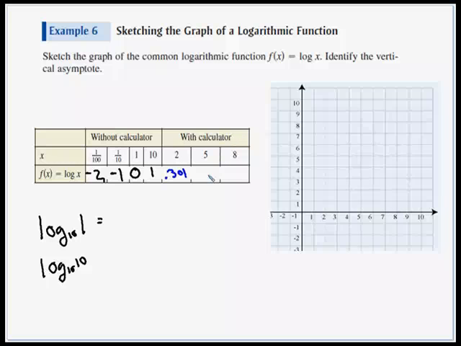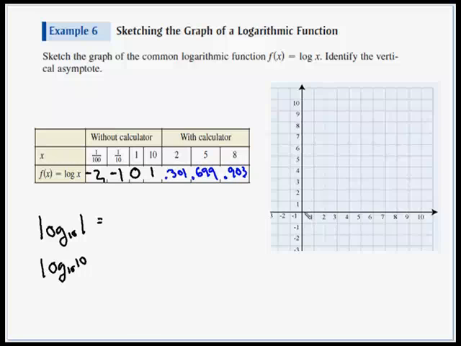If we hit 5 in the log key, we'll get 0.699, which I guess I could round to 0.7. And if we plug in 8 and hit the log key, you'll get 0.903. So let's graph the ones we did not use the calculator on first.